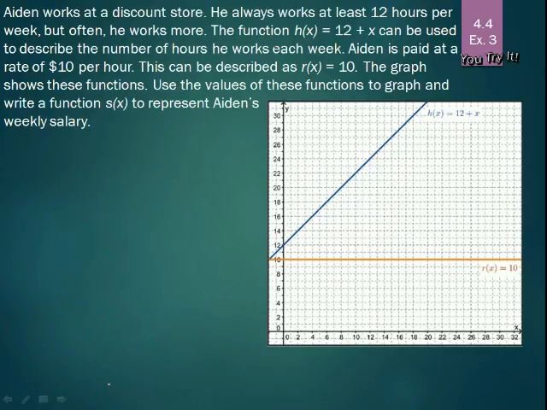This can be described as r(x) = 10. The graph shows these functions. Use the values of these functions to graph and write a function s(x) to represent Aiden's weekly salary.